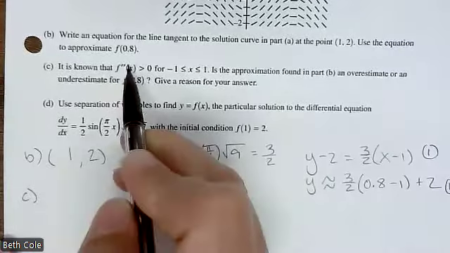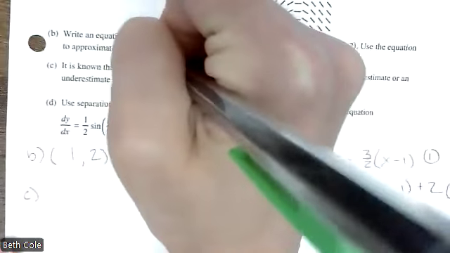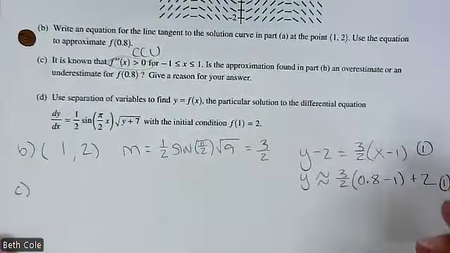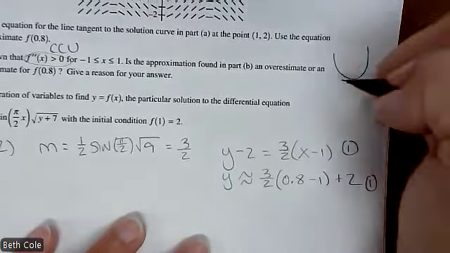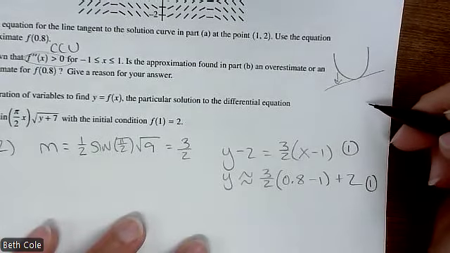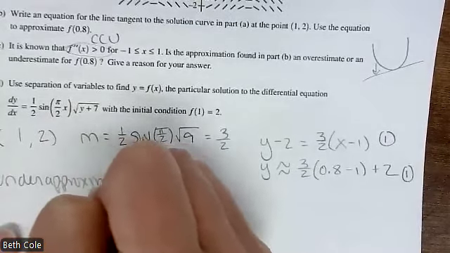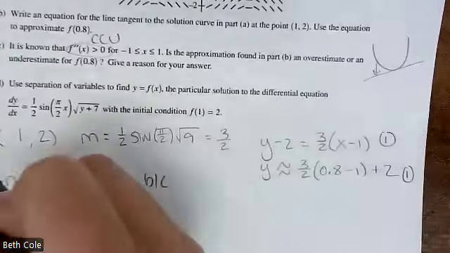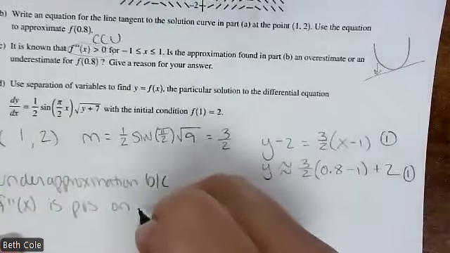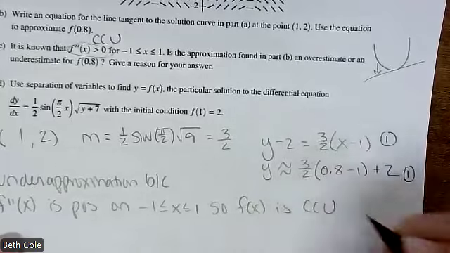All right. It is known that the second derivative is positive. What does that mean? What does the second derivative tell you about? So this is concave up. So is this approximation that we just did an overestimate or underestimate? Well, if I draw something concave up and here's my tangent line, that means my tangent line is below it. Do you see that? All right. So we're going to say underapproximation, because the second derivative is positive, so f of x is concave up.